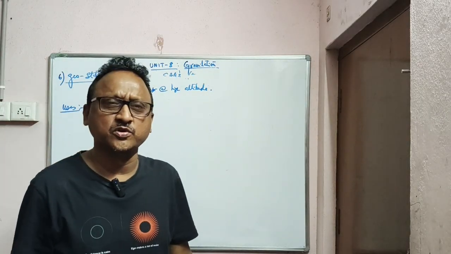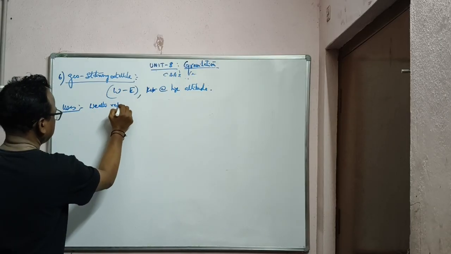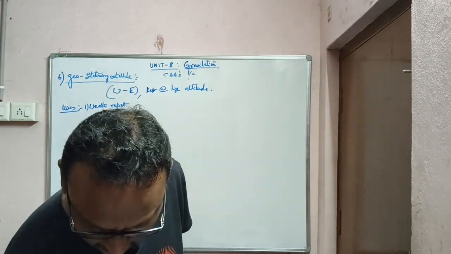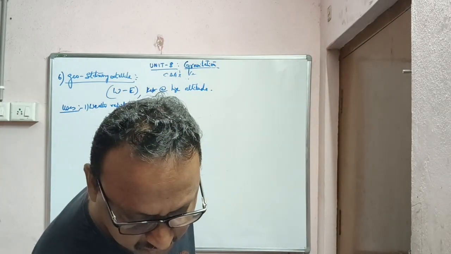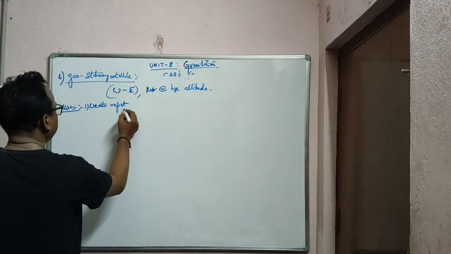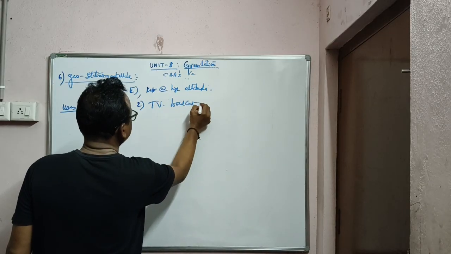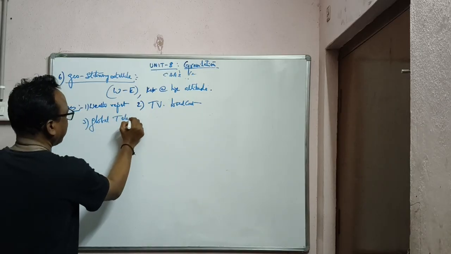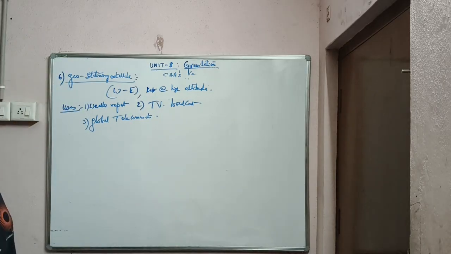And what are the uses? It is used to find weather reports. Generally it is used for weather reports. That is one point. And the time period is 24 hours. TV broadcasting, global telecommunications. Okay? So these are the main uses of a geostationary satellite.